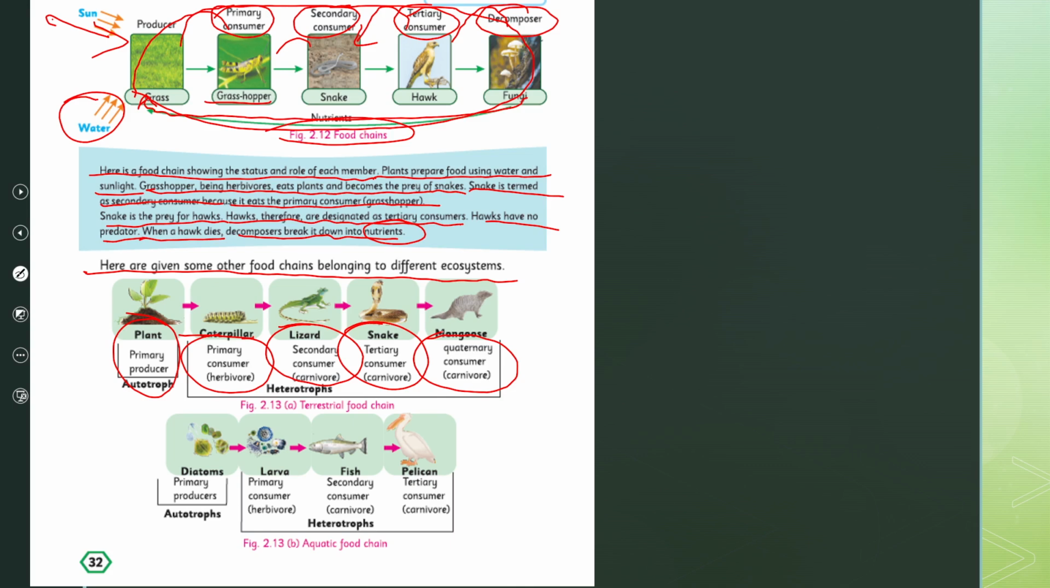Here this is an aquatic food chain. Diatoms are the primary producers and they are the autotrophs, they are the plants. Then the larvae are the herbivores, they feed on the diatoms. Then the fish feeds on the larva, and then the pelican, the bird, feeds on the fish. And this is the aquatic food chain. That's how the energy flows.